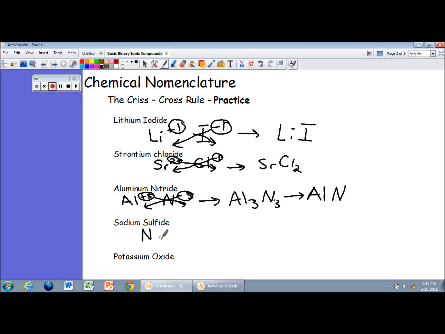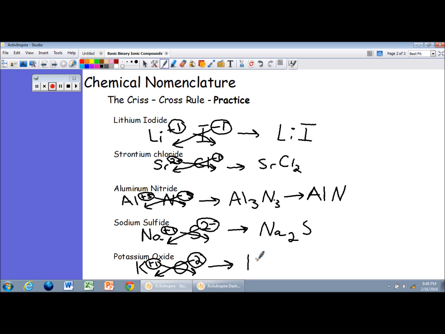So sodium symbol is Na with a +1 charge. Sulfur, which is what sulfide means, has a -2 charge. Crisscross them. And you get Na2S. Potassium oxide. Remember, potassium is a group 1 metal, so it's going to have a +1 charge. Oxygen is a group 16 nonmetal, so it gets a -2. Crisscross, and you get your formula of K2O.